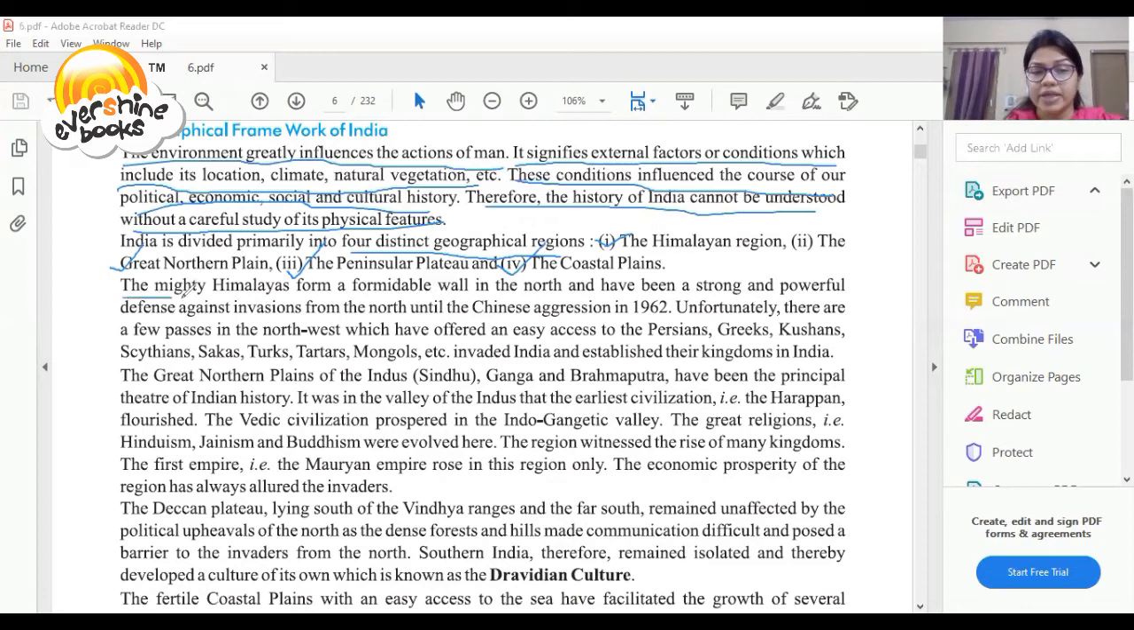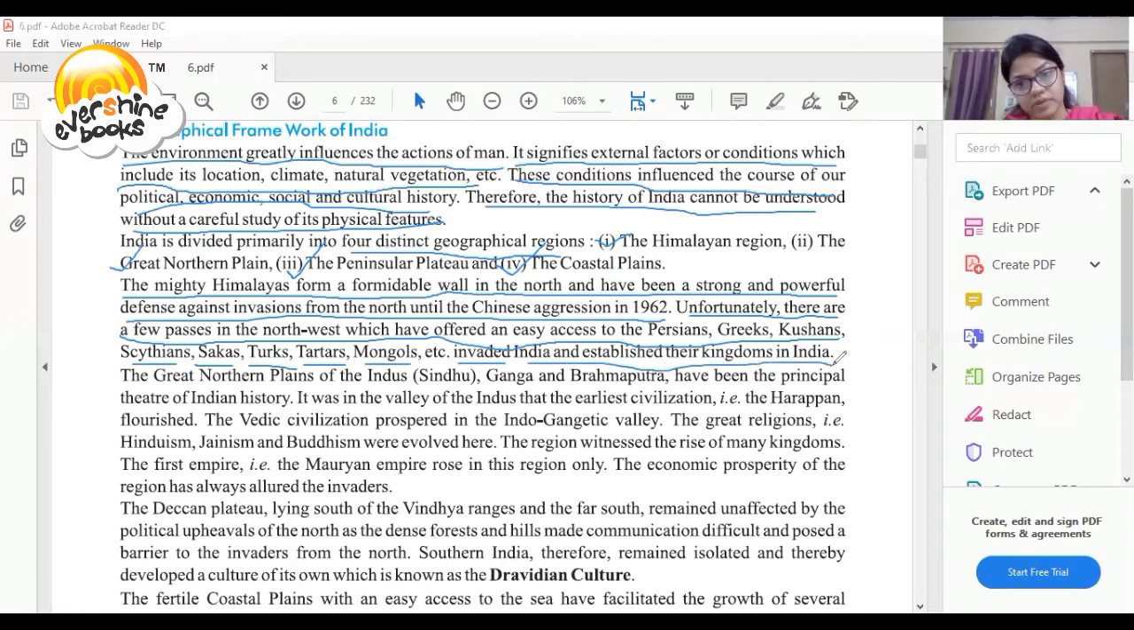Dear student, the mighty Himalayas form a formidable wall in the north, giving a strong and powerful defense against invasion from the north until the Chinese aggression in 1962. Unfortunately, there are a few passes in the northwest which have offered easy access. The Kushans, Scythians, Sakas, Turks, Tartars and Mongols invaded India and established their kingdoms in India.